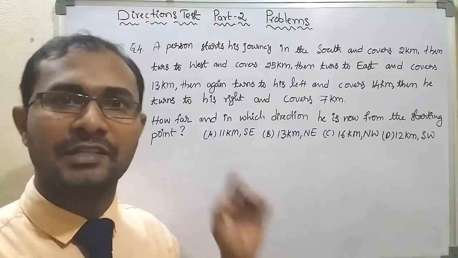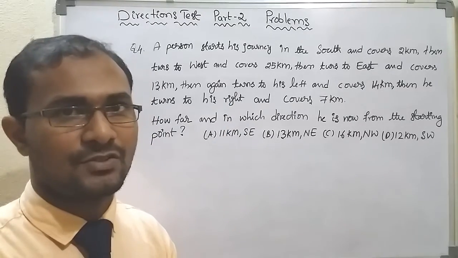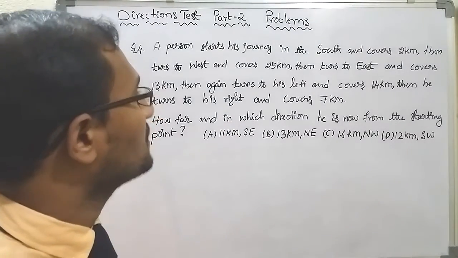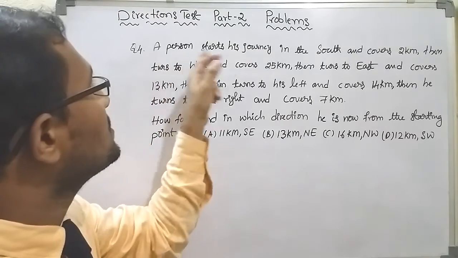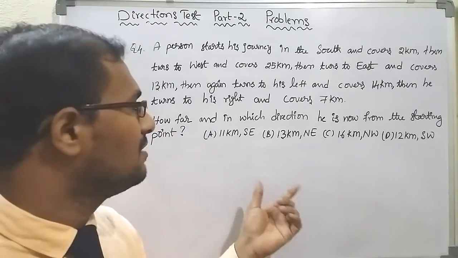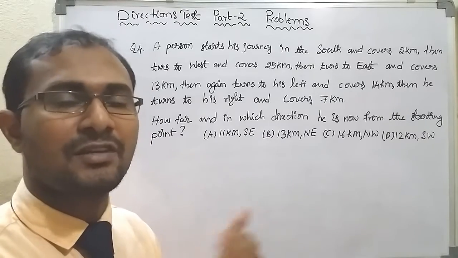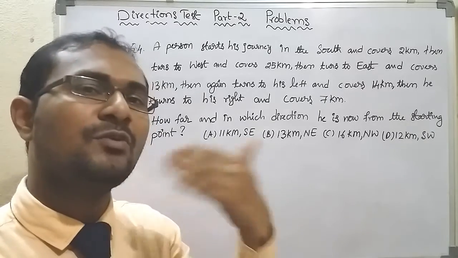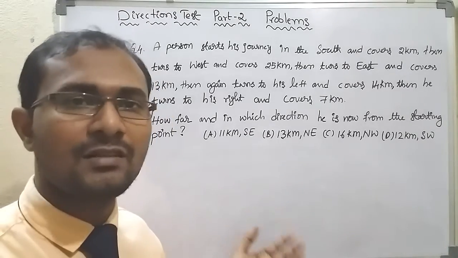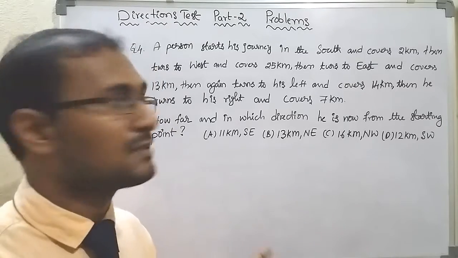Now let us see a question related to distance, which we need to solve with the help of the Pythagoras rule. Let us try to draw the diagram for this question. A person starts his journey in the south direction. Here, without using the main directions, I am trying to draw the diagram. If you want you can use them, otherwise you need not; we can also draw the diagram directly.